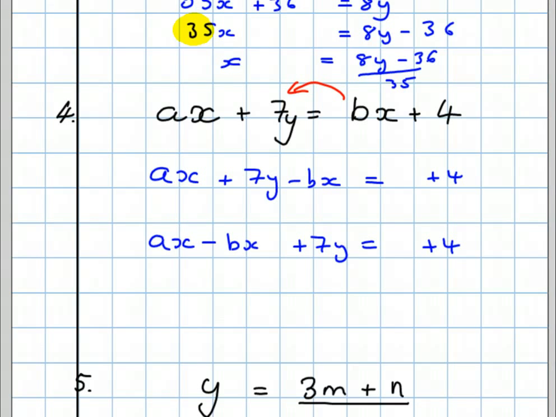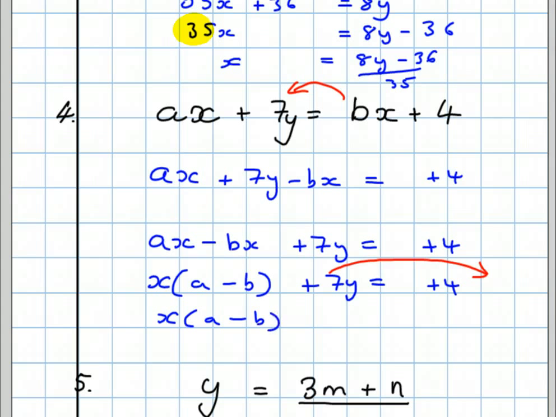When you've got more than one term containing x that you can't simplify, we factorize. So we take out the common factor, x, and we get x times a minus b plus 7y equals plus 4. Right, I'm now going to move this term to the other side to give me x, a minus b equals 4, take away 7y.